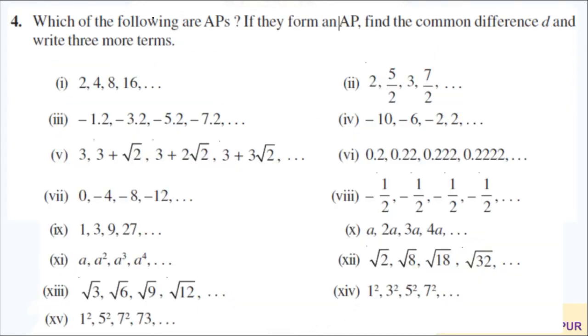Fourth question. Which of the following are AP? If they form an arithmetic progression, find the common difference D and write 3 more terms. Look at the first one, 2, 4, 8, 16. The difference between the second and the first term is 2, between the third and the second term is 4, so it does not have a common difference. So the first one is not an AP.